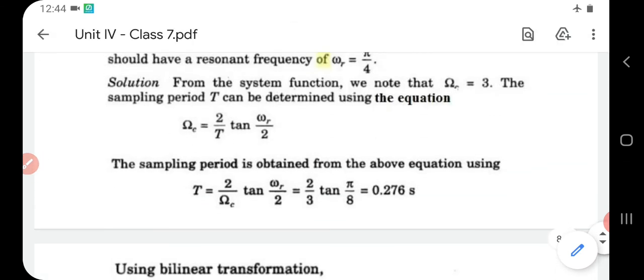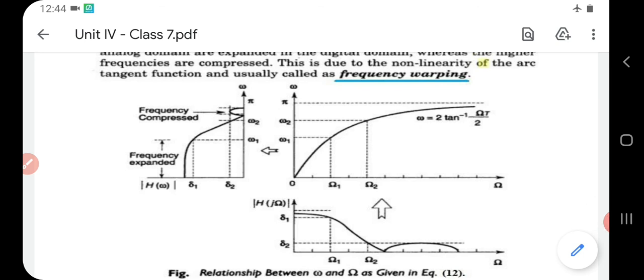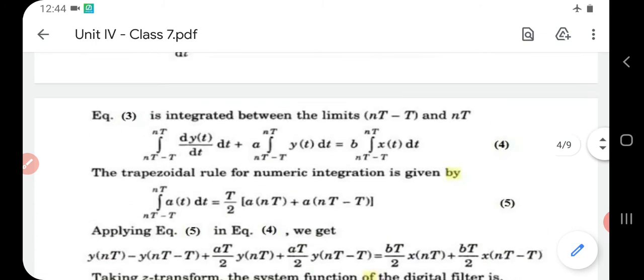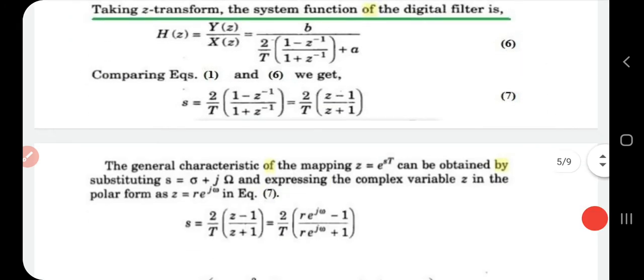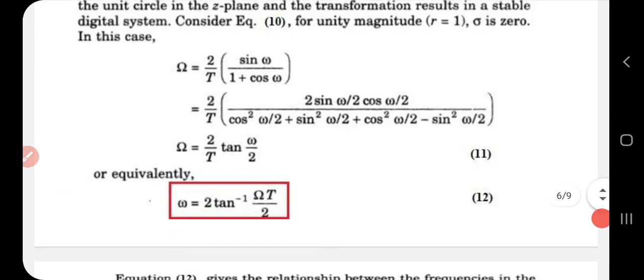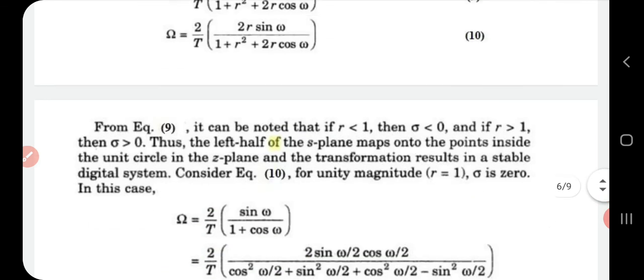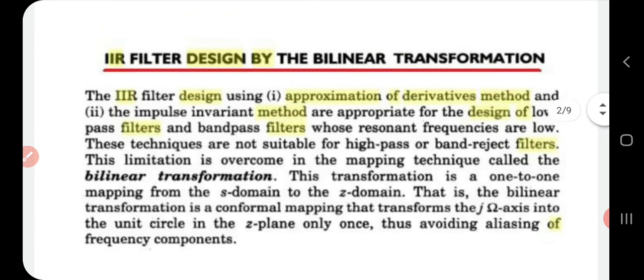You can just go through this problem. Okay, no need of studying this, I have given it just for your information. But the theory of this one is very important, that is all these four slides, the definition, then the explanation of the mathematical expressions and all. Compared to the other two methods, I think bilinear transformation is the most important one, and it's also very easy to study. So these questions are very important.